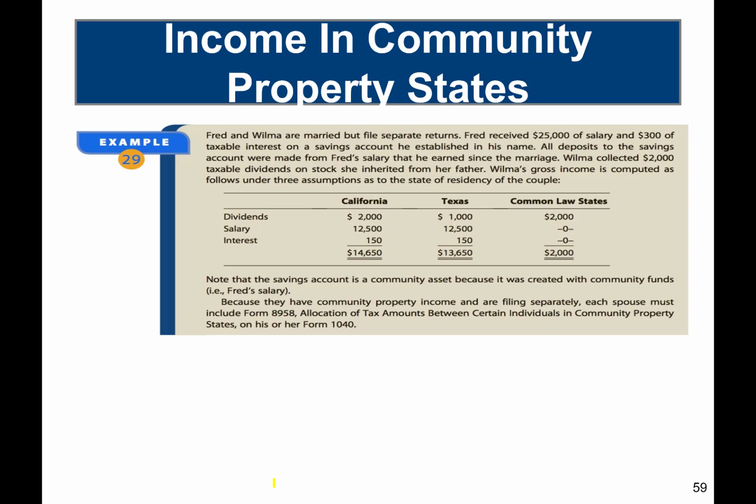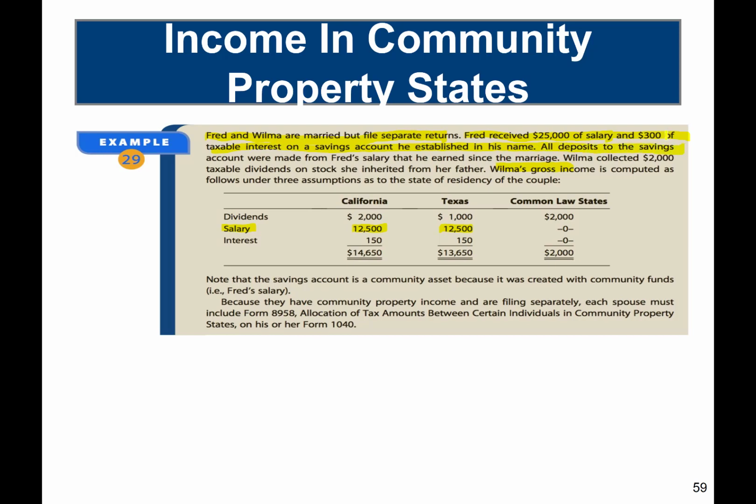Okay, so let's just take a look. Fred and Wilma are married but file separate returns. Fred received $25,000 of salary. Now you take a look, guys, and notice that in our community property states, half of that belongs to, and they're asking us about Wilma here. She's getting half. She is considered to have earned half of Fred's money here, right? Okay. Now you come over, and $300 of taxable interest on a savings account that he established in his name.